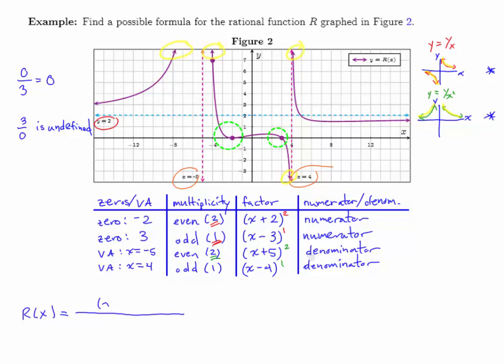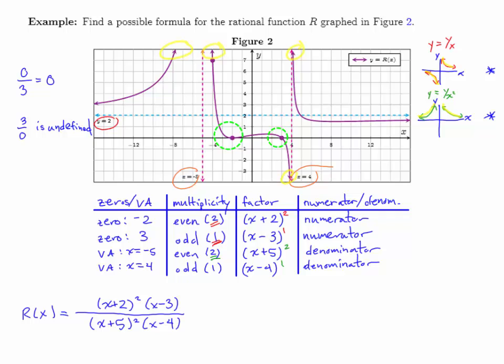And let's put those in. So I've got x plus 2 squared and x minus 3, and then I've got x plus 5 squared and x minus 4. As I was saying, I can see that the degree of the numerator is 3 and the degree of the denominator is also 3, which is what I need for a horizontal asymptote of y equals 2.